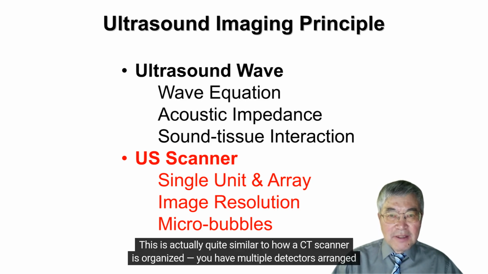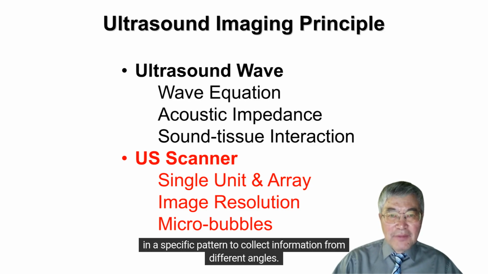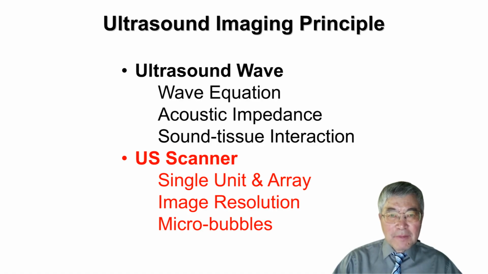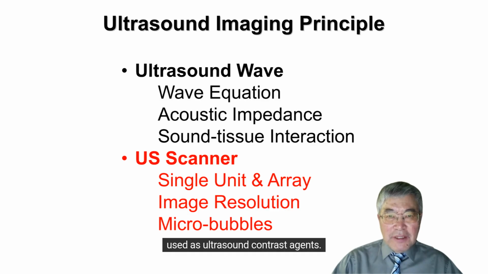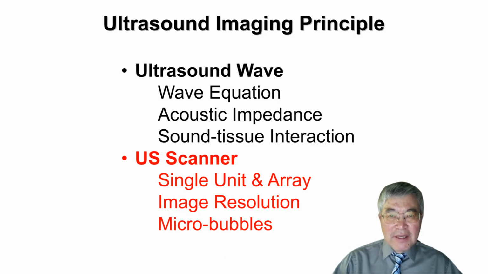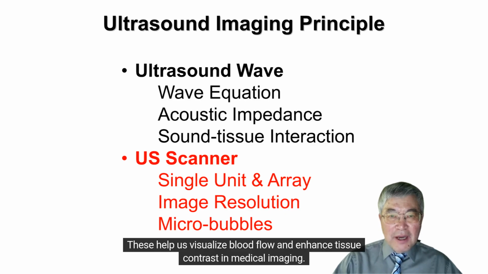This is actually quite similar to how a CT scanner is organized. You have multiple detectors arranged in a specific pattern to collect information from different angles. We'll also talk about image resolution, contrast, and microbubbles, which are tiny gas-filled spheres used as ultrasound contrast agents. These help us visualize blood flow and enhance tissue contrast in medical imaging.